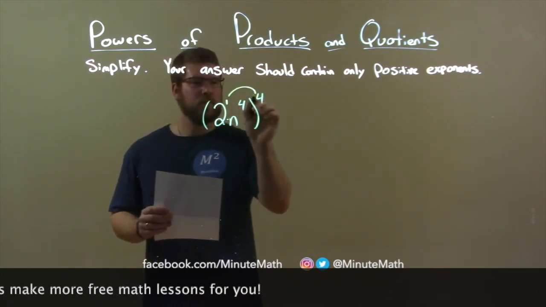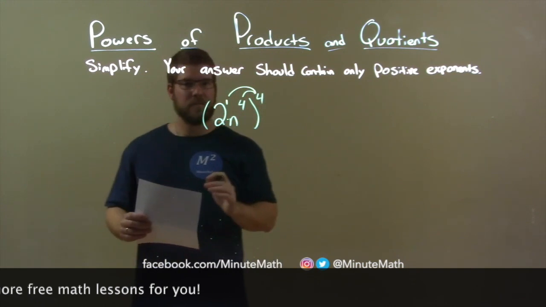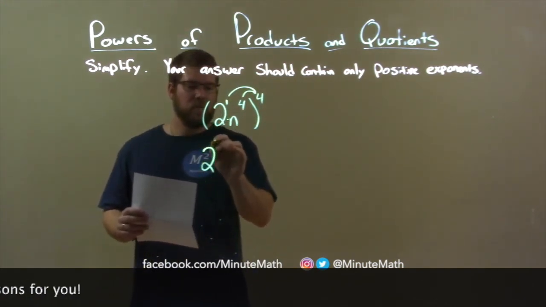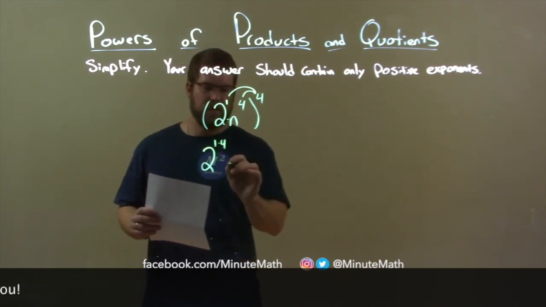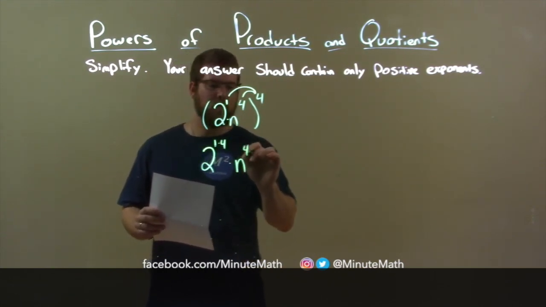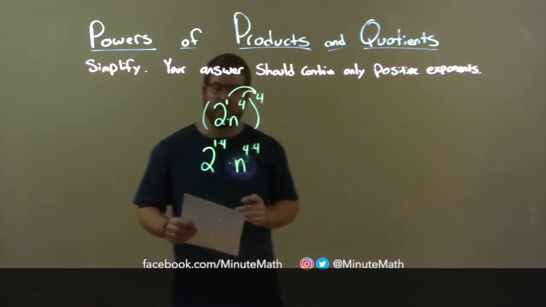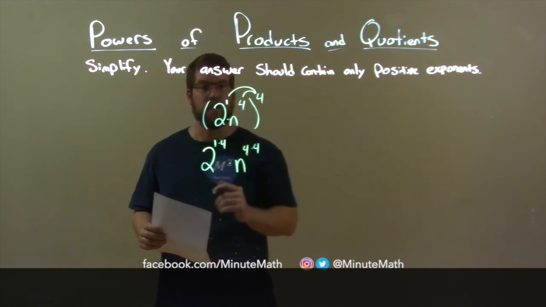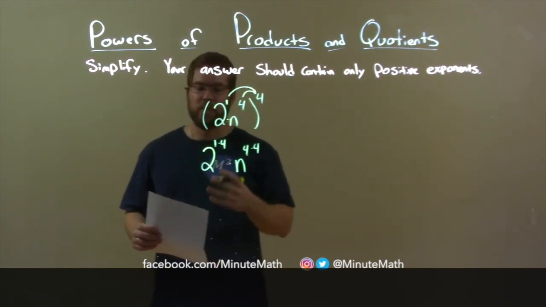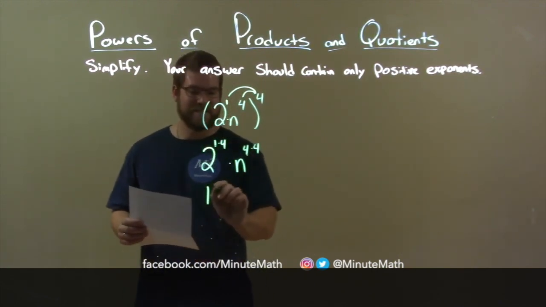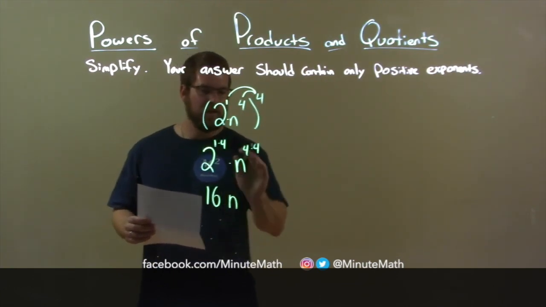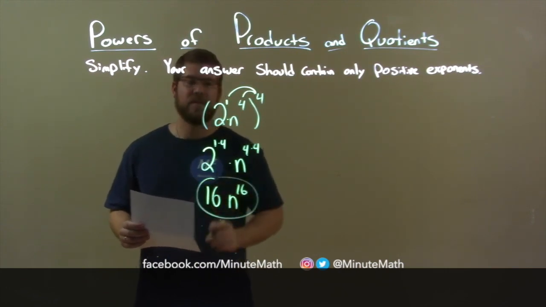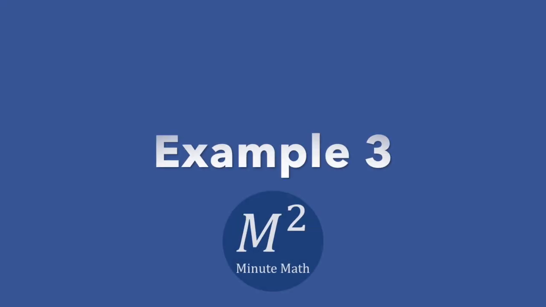So when we distribute the exponents inside the parenthesis, it becomes 2 to the 1 times 4 power times n to the 4 times 4 power. Okay? Well, pretty easy now at this point once you get that first step done. 1 times 4 is 4, and 2 to the 4th power is 16. N comes down, and 4 times 4 is also 16, giving me my final answer, 16n to the 16th power.